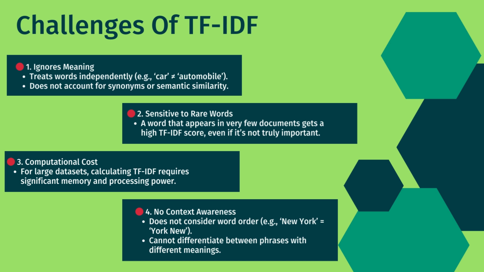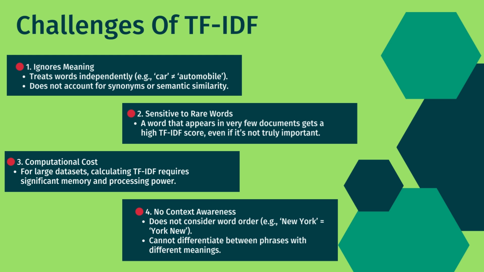Second, it is sensitive to rare words. If a word appears in very few documents, it receives a high TF-IDF score, even if it's not truly important or relevant. This can sometimes lead to misleading results. Third, it has a high computational cost. For large datasets, calculating TF-IDF requires significant memory and processing power, especially when working with millions of documents.